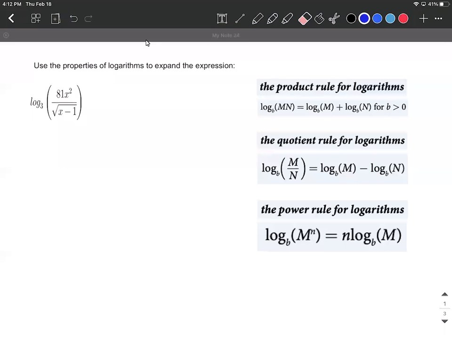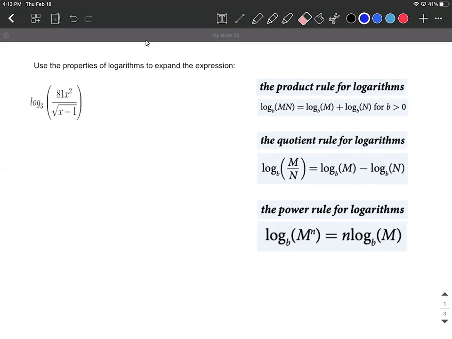Okay, on this problem, our goal is to expand, using the properties of logarithms, this logarithmic expression. So we have log base 3 of 81 times x squared, all divided by the square root of x minus 1. Our properties of logarithms are written off to the right-hand side. So we have the product, quotient, and power rules.